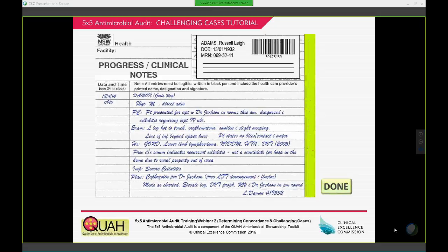So by my reckoning, I would say yes, this patient is eligible for the audit, and we can commence data collection. So the first question asks if there is a clearly documented indication for therapy, which we see down here. We have severe cellulitis documented in the notes. So we answer yes to question 1, which means that question 2 is actually not applicable, and we go straight on to question 3. And question 3 asks, is the choice of antimicrobial concordant with guidelines?